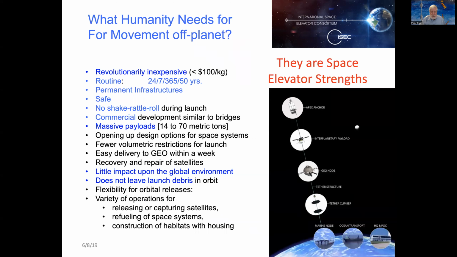Okay, humanity's needs for movement off planet. There are a lot of things we need. And these are the strengths of an inherent permanent infrastructure where you have tracks in the road, so to speak, but they're vertical tracks. So we've got permanent capability, routine, 24/7, 365, 50 years, low cost, et cetera, et cetera, et cetera. Think train tracks and you think about what we can do.